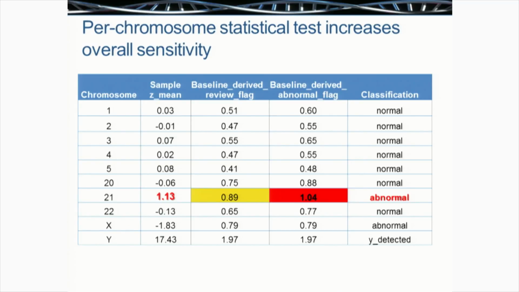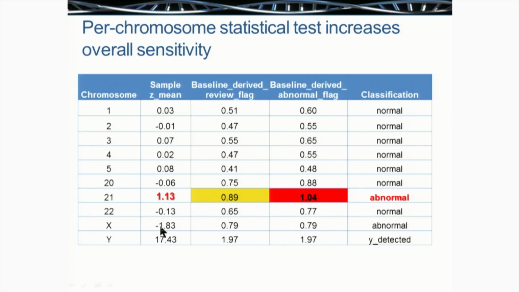But it turns out that for chromosome 21, the standard deviation on average that we see for that chromosome is somewhere around 0.25 or so. So we flag that you should review something if we get a sample Z-score of 0.89. And then 1.04 is when it's actually classified as abnormal. So this sample was confirmed to be trisomy 21, and it was a really nice illustration for us of knowing what our limit is. You might notice that it's also classified as abnormal for the X chromosome.